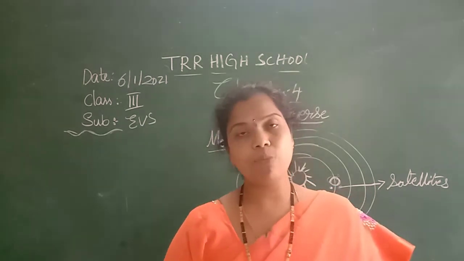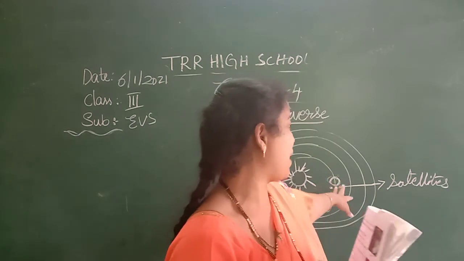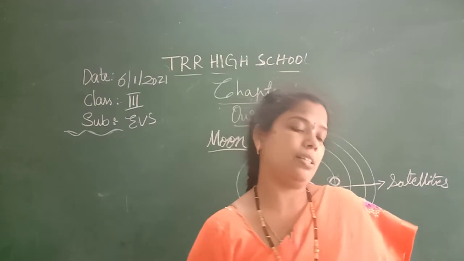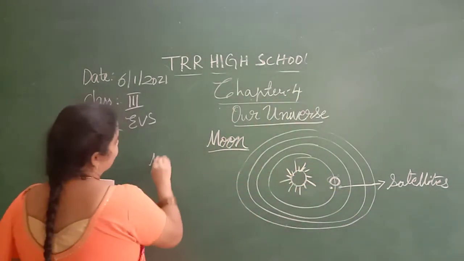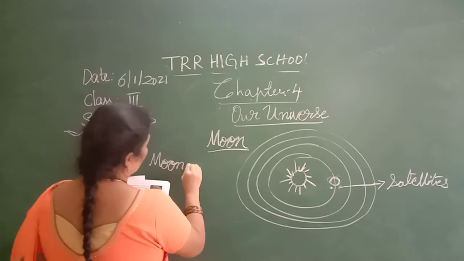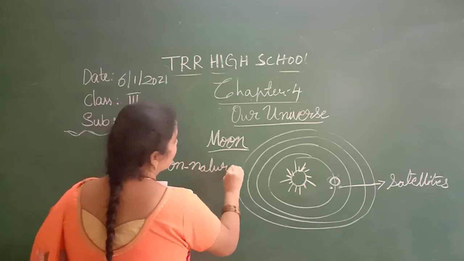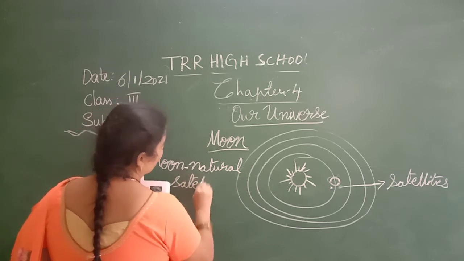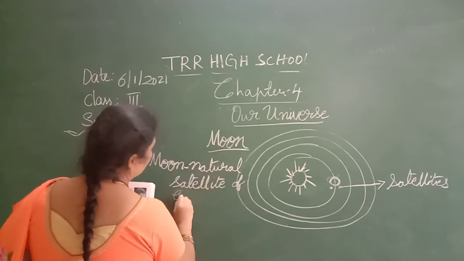We came to know that there are smaller bodies which revolve around these planets, and these smaller bodies are called satellites. We came to know that the moon is the natural satellite. See some of the important points. The moon is the natural satellite of Earth.